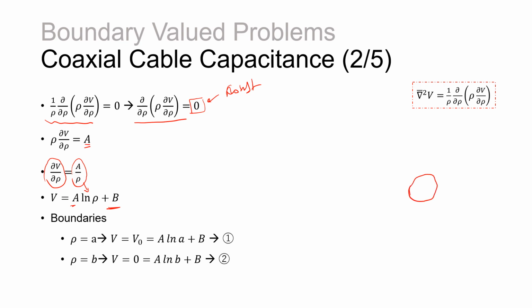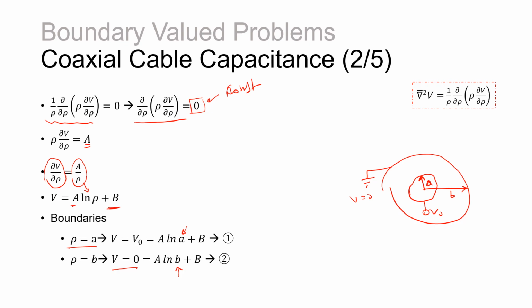As we said, we have the inner conductor connected to V naught and the outer conductor connected to 0. So this inner conductor is at A, outer conductor is at B. So at rho equal to A, we have V equal to V naught. Substitute rho here as A. The other one, V equal to 0. Substitute here rho as B.